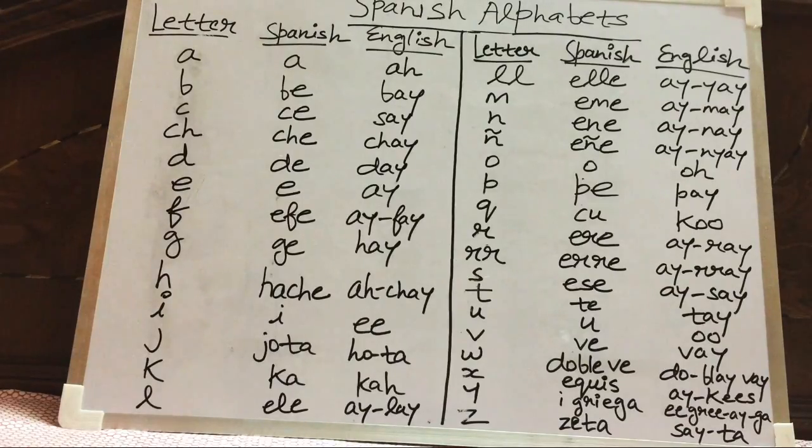M is pronounced as ame. N is pronounced as ene. The third additional letter which comes after N is Nye. The sound is Nye. O is pronounced as O, quite similar to O in no. P is pronounced as pay. Q is pronounced as ku. R is pronounced as ere.